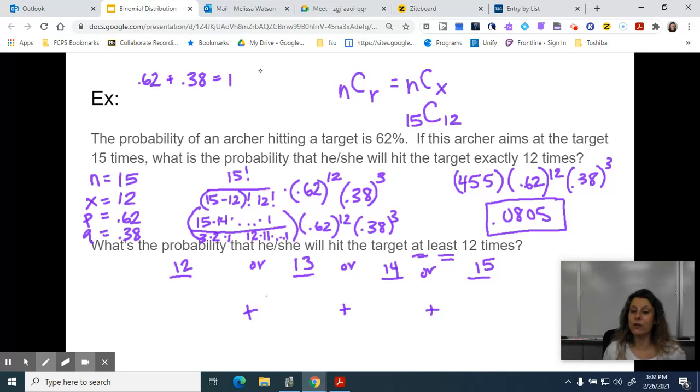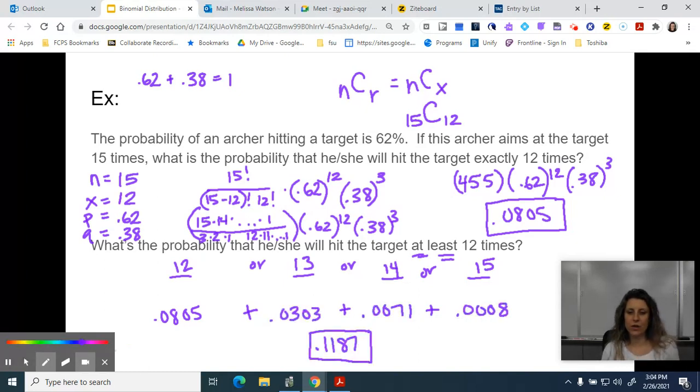Take a minute, see if you can find it. We know the probability of 12, we just did it a second ago, 0.0805. See if you can find the probability of 13, the probability of 14, the probability of 15. Fill those in, add them all up, and we'll see what we get. So pause the video here, find those probabilities, and then unpause it to see the results.